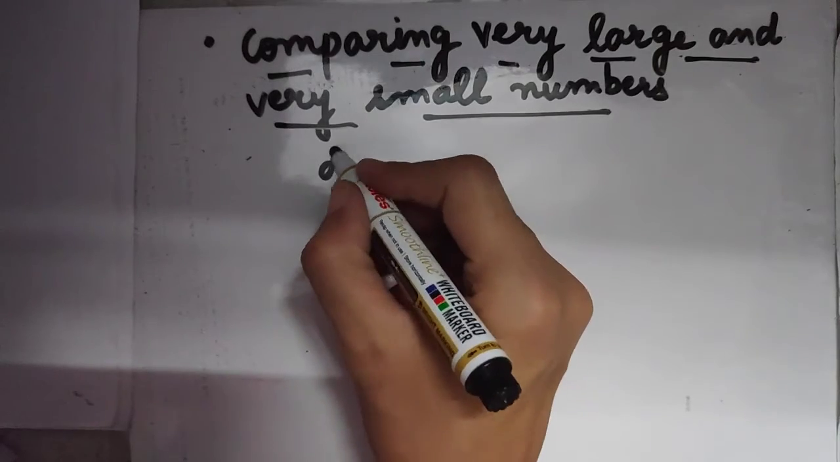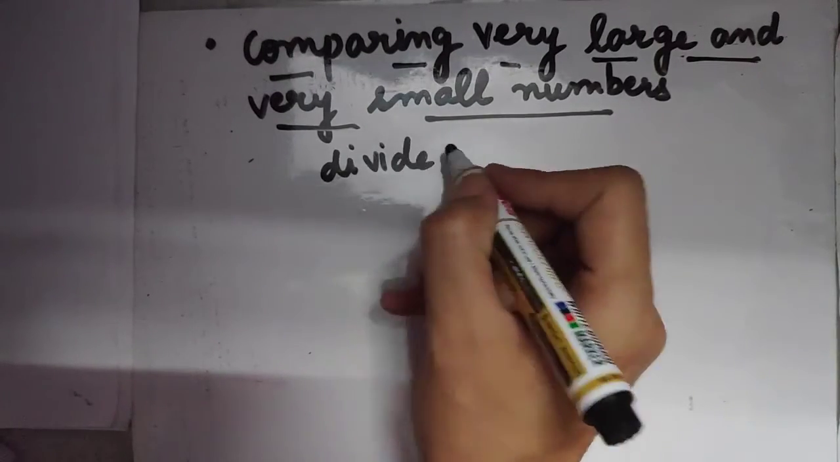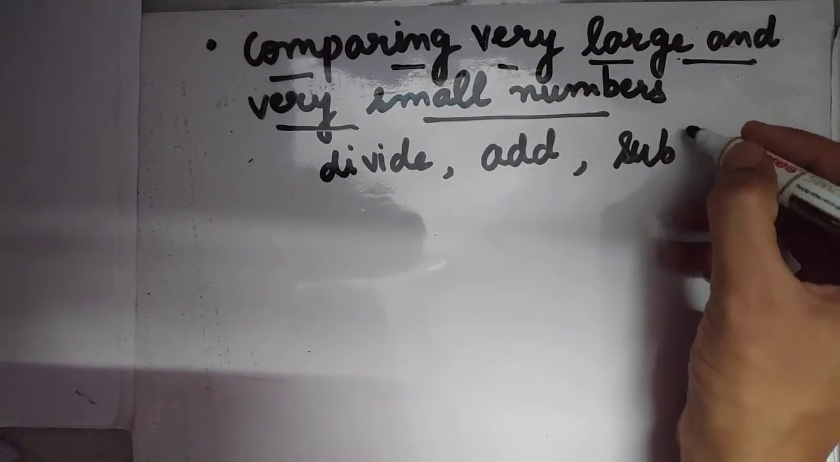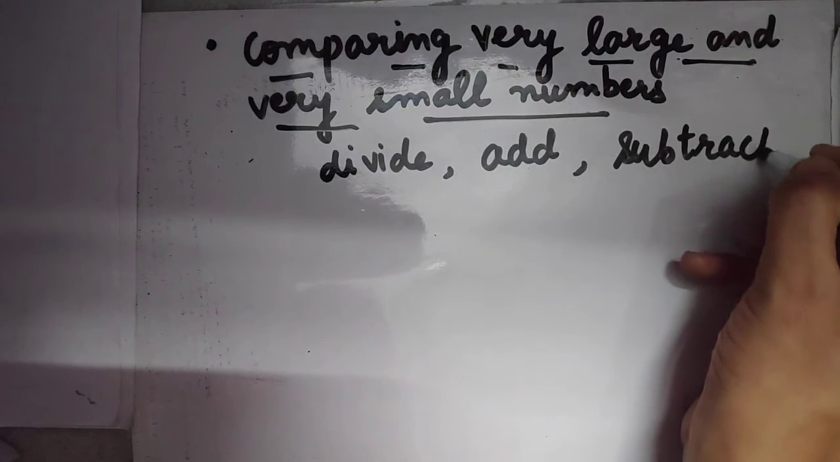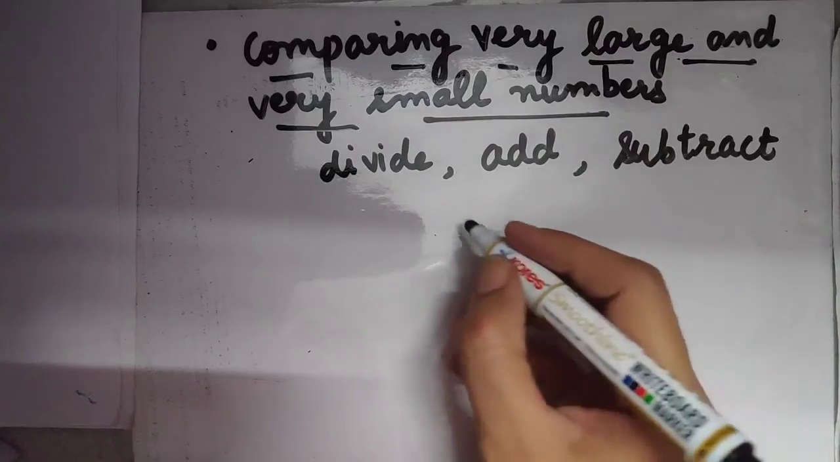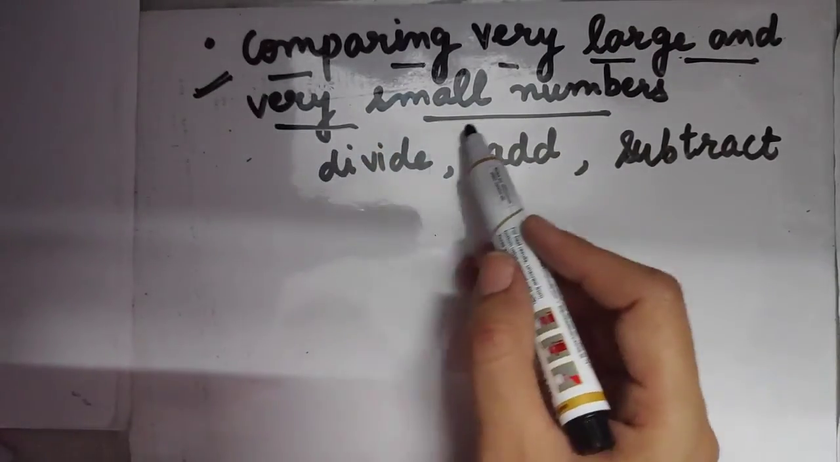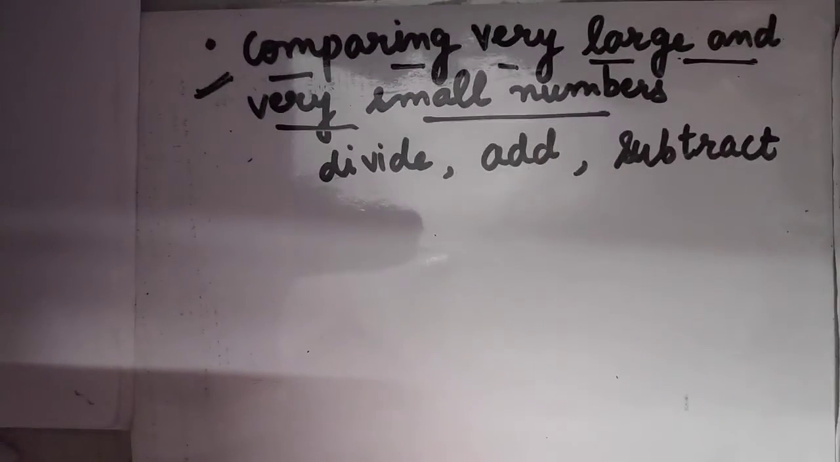For this, you have to divide, add, subtract the numbers in standard form. So this topic is all about comparing very large and very small numbers.